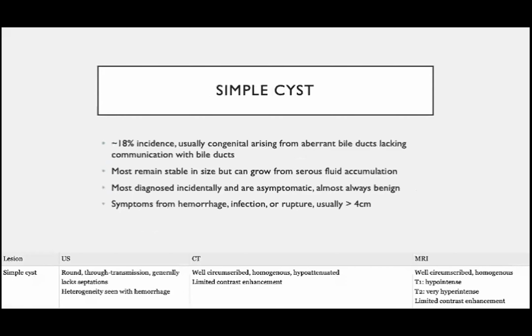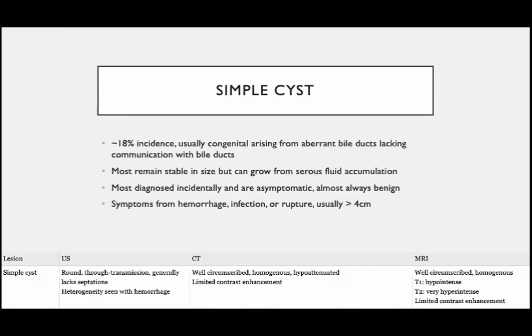Simple cysts. So these have about an 18% incidence. It's usually congenital, arising from aberrant bile ducts lacking communication with the bile ducts. They mostly remain stable in size, but they can grow from serous fluid accumulation. They're mostly diagnosed incidentally and are almost always benign. You can have symptoms from hemorrhage, infection, or rupture, which is usually when they're greater than 4 centimeters.